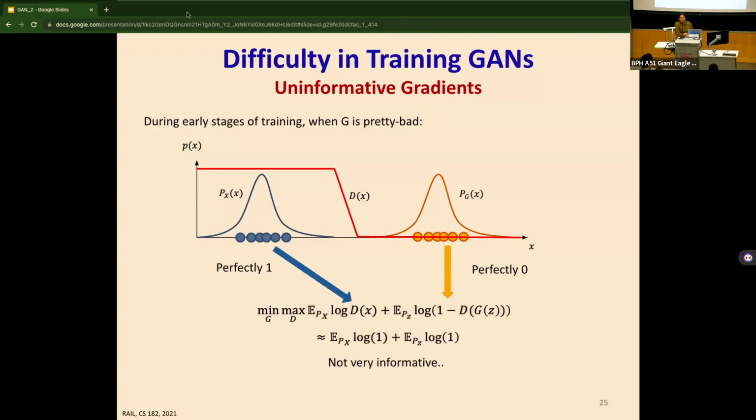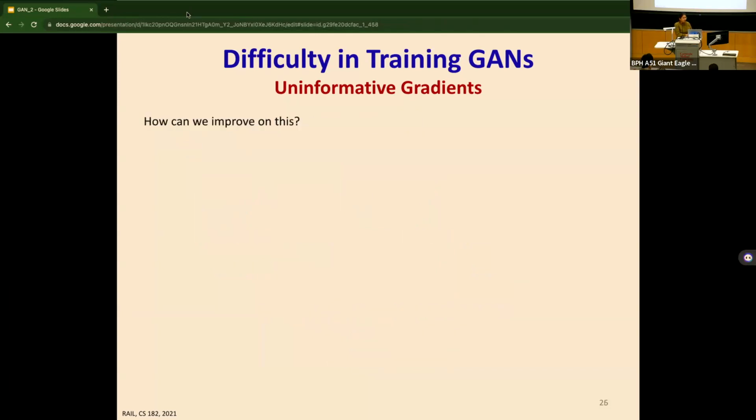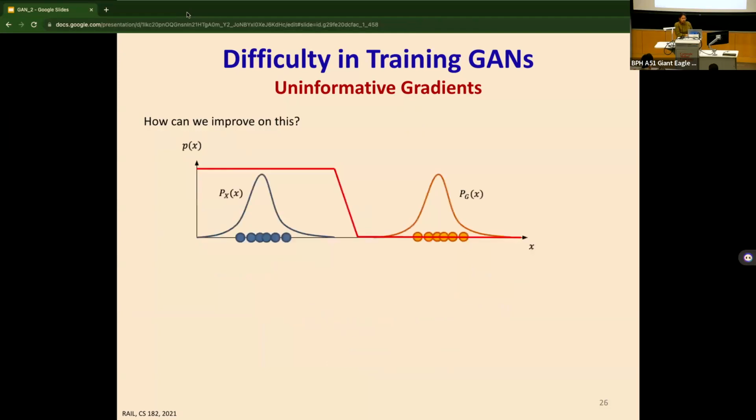So when you actually put in these values of getting perfectly 1 and perfectly 0, you'll see that it all boils down to a 0, which means nothing is being propagated to your generator, so there's no learning that's going to be happening. So how can we improve on this?